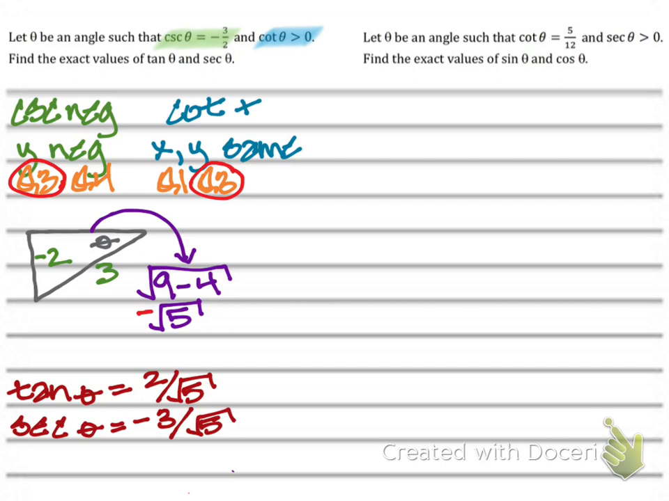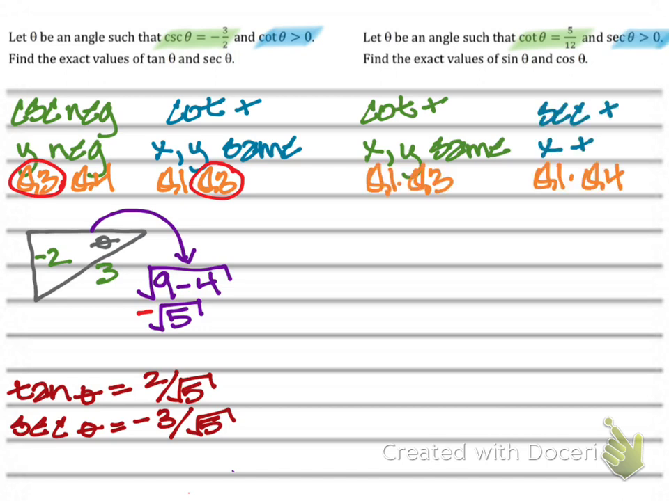For the next one, they tell me cotangent is 5 over 12. The part I'm interested in right now is that cotangent is positive. Again, that happens when x and y are the same, and that's in quadrant 1 or quadrant 3. Next, they tell me secant is greater than 0, which means that secant is positive. Secant is positive when x is positive. That's in quadrant 1 and quadrant 4. So we must be in quadrant 1. That's where we'll draw our triangle, put our information on.